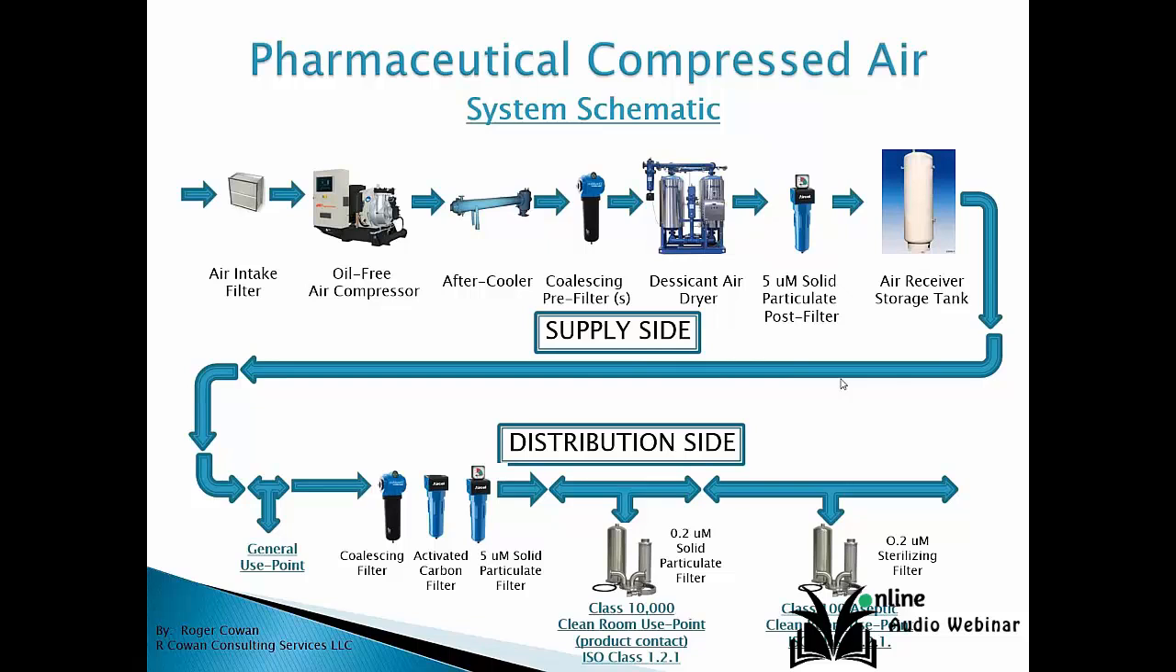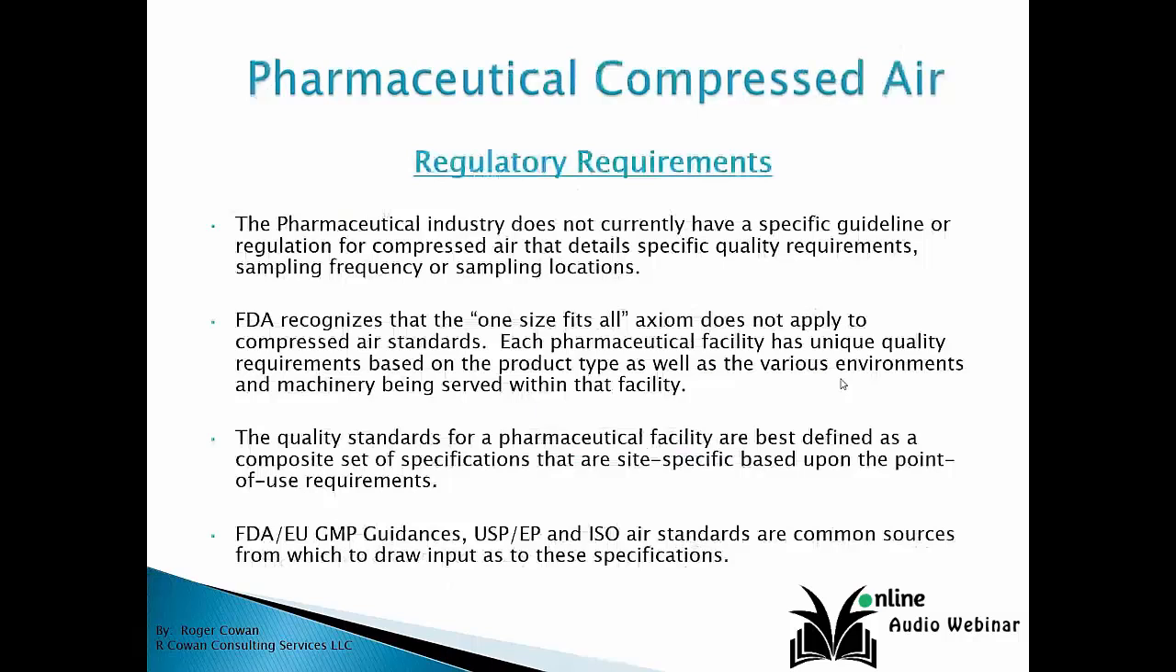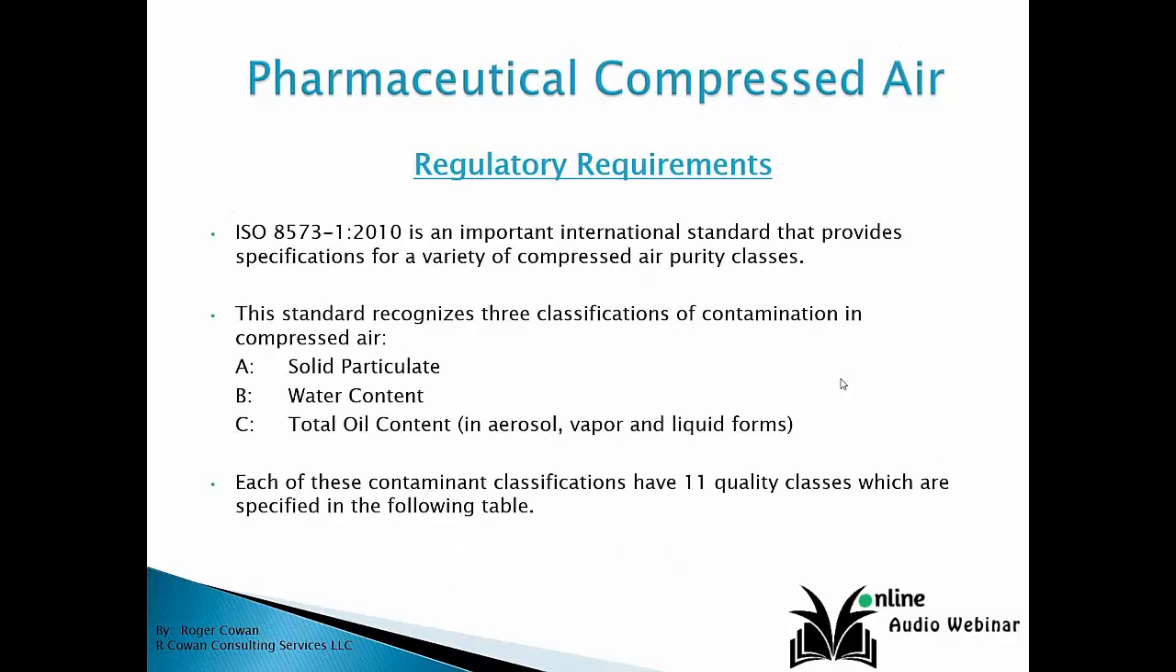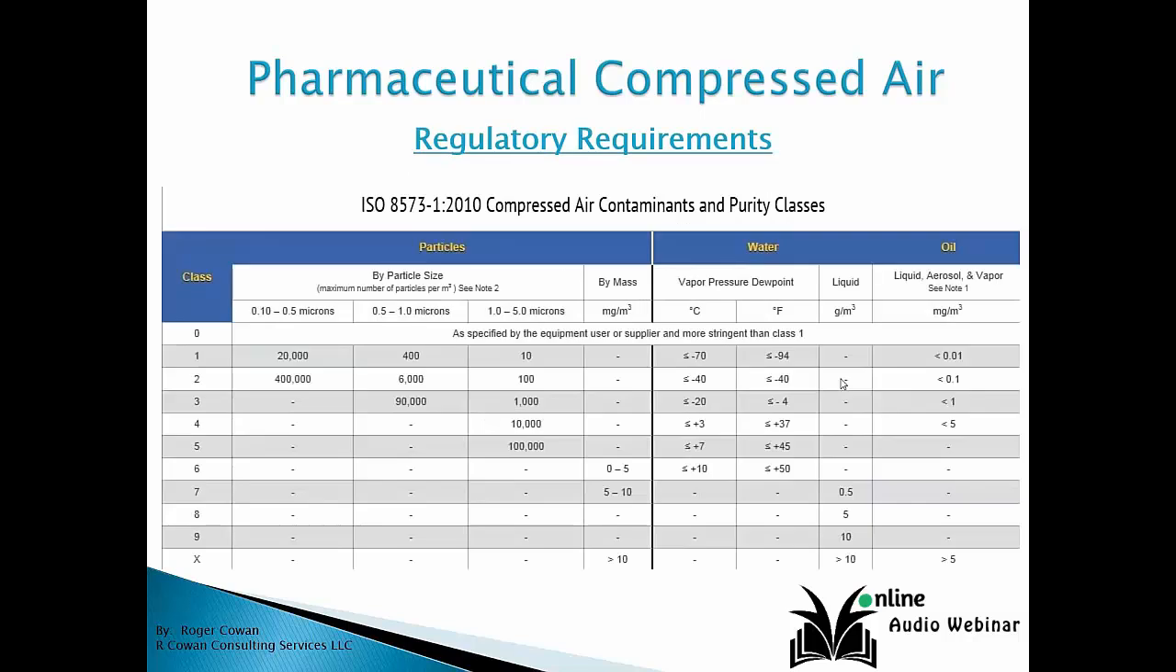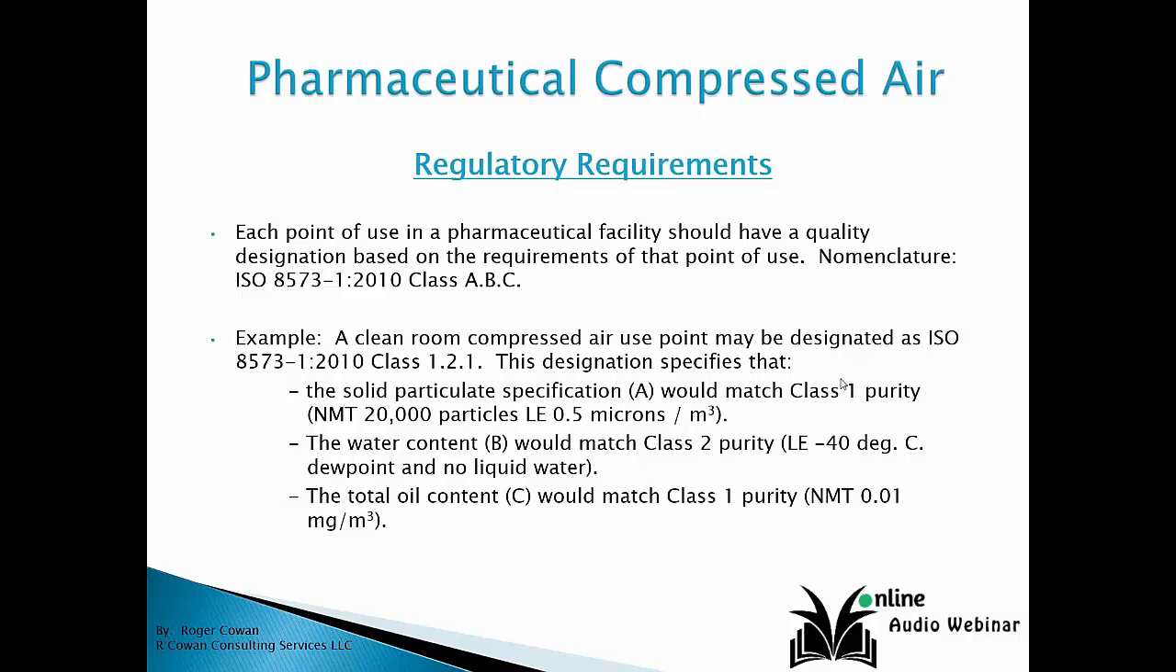Now let's have a quick look at regulatory requirements for compressed air. Now speaking of ISO 8573-1, it came out in 2010. It's an important international standard that provides specs for a variety of compressed air purity classes. Now this table is taken right from ISO 8573-1. So for each point of use in a pharmaceutical facility, you set a quality designation for each of those points of use.